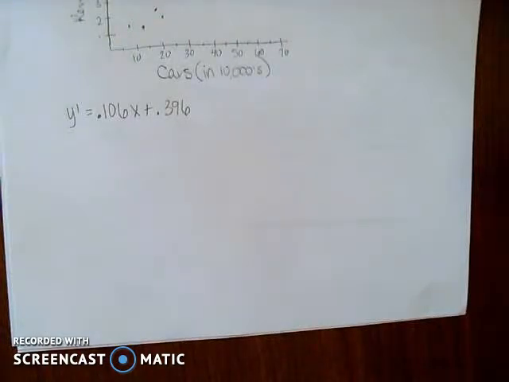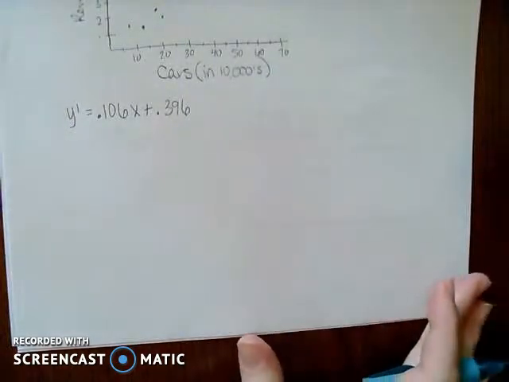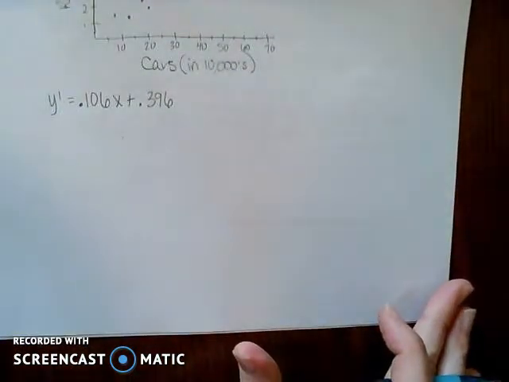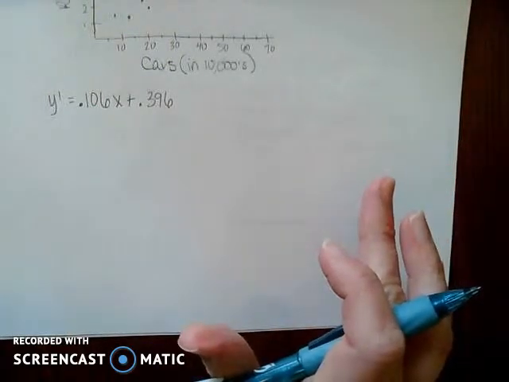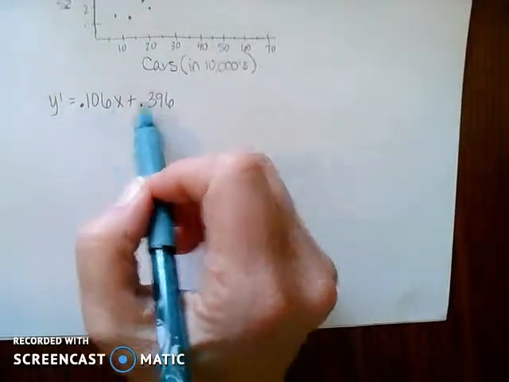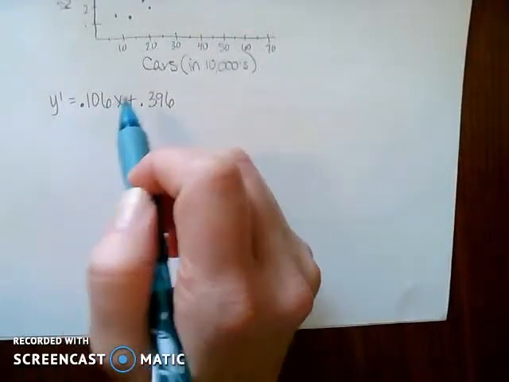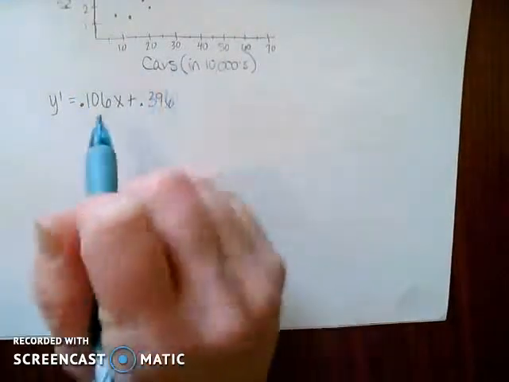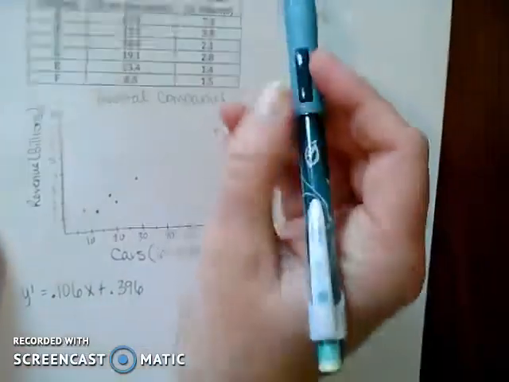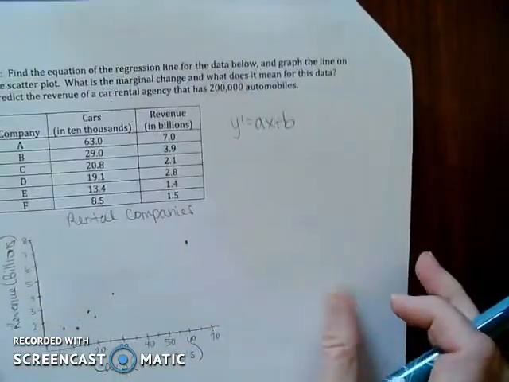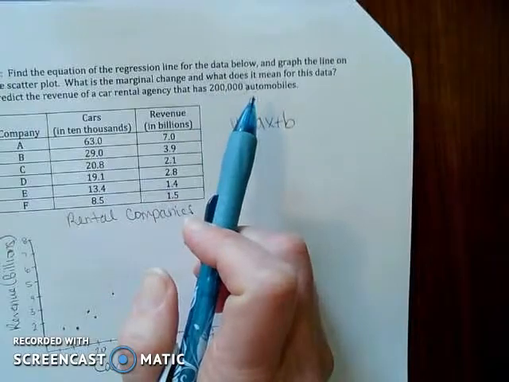All right. It says then we need to graph it on the scatter plot. We want to know what the marginal change is and what it means, and also predict the revenue of a car rental agency that has 200,000 automobiles. So we're actually going to do that part first. When you plot this on your line, you're not going to try to graph it like here's my y-intercept, here's my slope, and try to count it. You just need to find 2 ordered pairs. So the first ordered pair you want to find is what is for 200,000, because you already have to do that anyway.